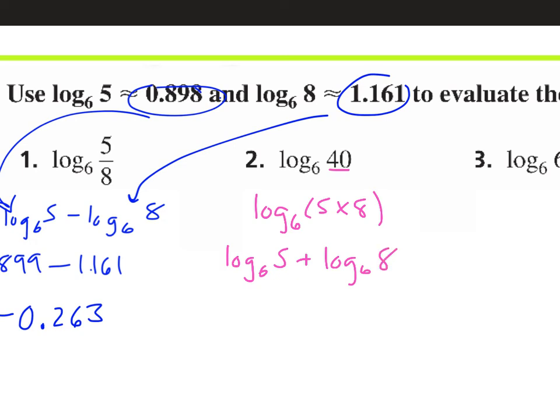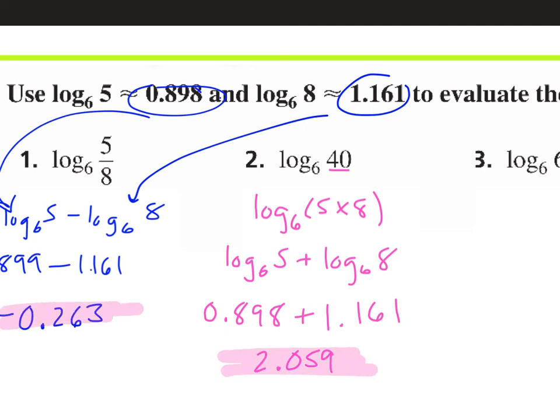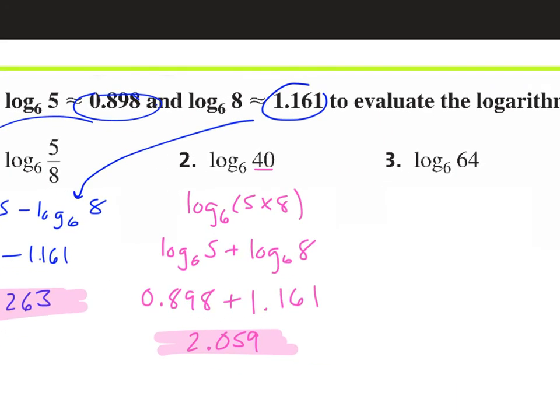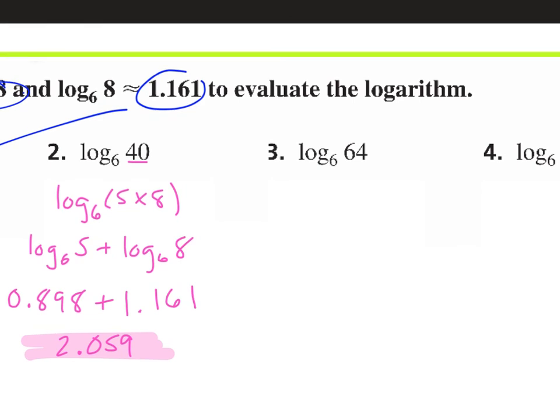What is log base 6 of 5? 0.898. And what is log base 6 of 8? 1.161. Perfect. Now we just add them together. What do we get? 2.059. Perfect. Any questions on that one? No. Let's do number 3.